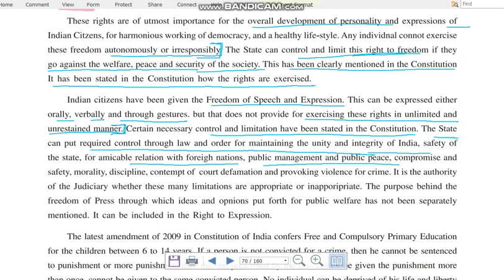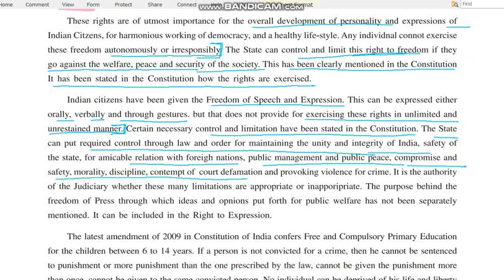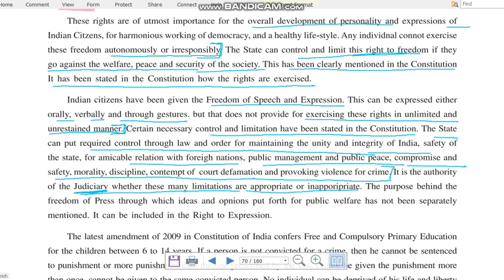Public management and peace, compromise and safety, morality, discipline, contempt of court, defamation and provocation of violence. So whenever such a thing is done with your freedom of speech, then the government can stop you from using it. It is the authority of the judiciary to decide whether these limitations are appropriate or inappropriate.